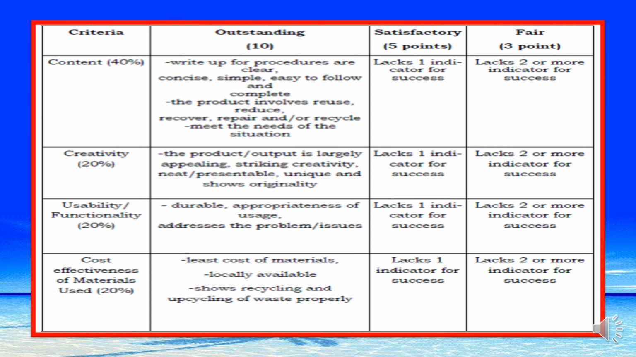And you will get 5 points or satisfactory if the content lacks one indicator for success. If the creativity lacks one indicator for success, and usability and functionality lacks one indicator for success, and the cost effectiveness of materials used lacks one indicator for success. And you will get 3 points or fair if the content lacks two or more indicators for success, and creativity lacks two or more indicators for success, and usability and functionality lacks two or more indicators for success, and the cost effectiveness of materials used lacks two or more indicators for success.